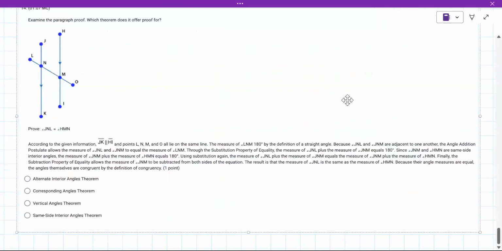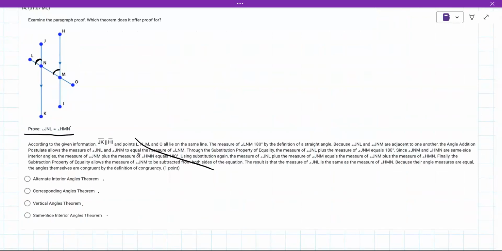Oh my gosh. Okay. Well, we had a problem like this. So prove angle J and L is congruent to HMN. Where is J and L? J and L is right there, and HMN is right there. What type of angles are they? Are they alternate interior, corresponding, vertical, or same side interior? Do you remember that from your notes? You don't need to read all this. I mean, that is the proof, but what are they?